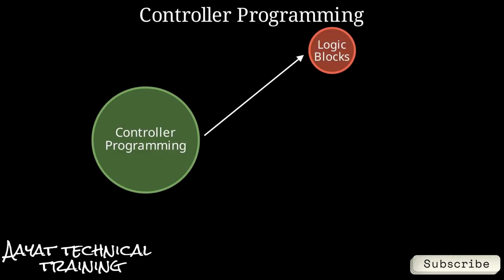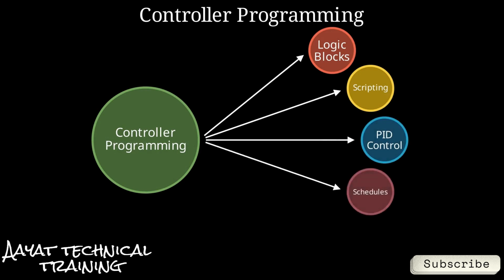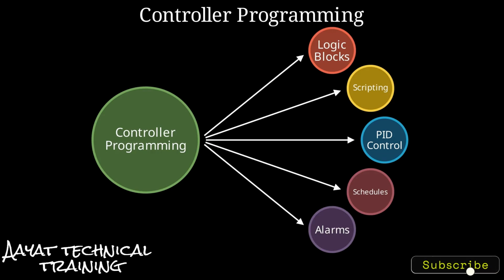Controllers are programmed using logic blocks, function charts, or scripting languages. They implement PID loops for precise control, manage schedules, alarms, trend logs, and command prioritization. Sample logic includes opening or closing valves based on temperature set points.